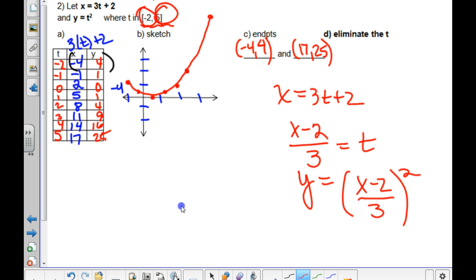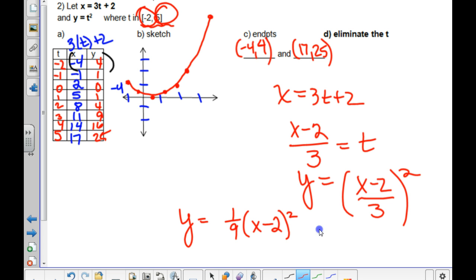I'm just going to rewrite that a little bit. Well, you'd have to FOIL it out, actually. But I'm just going to write this, x minus 2 squared. And when you square the 3 on the bottom, you get a 9, right? Which means there's a 1/9 out here. Does that seem okay? So are those equivalent, guys?